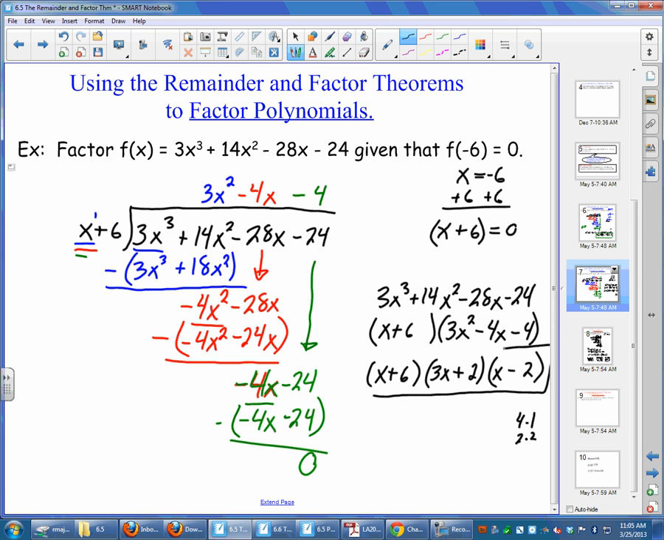Each of those factors is now linear, or first power, x to the first, x to the first, x to the first, which means they will not factor any further unless there was a common monomial in one of them.